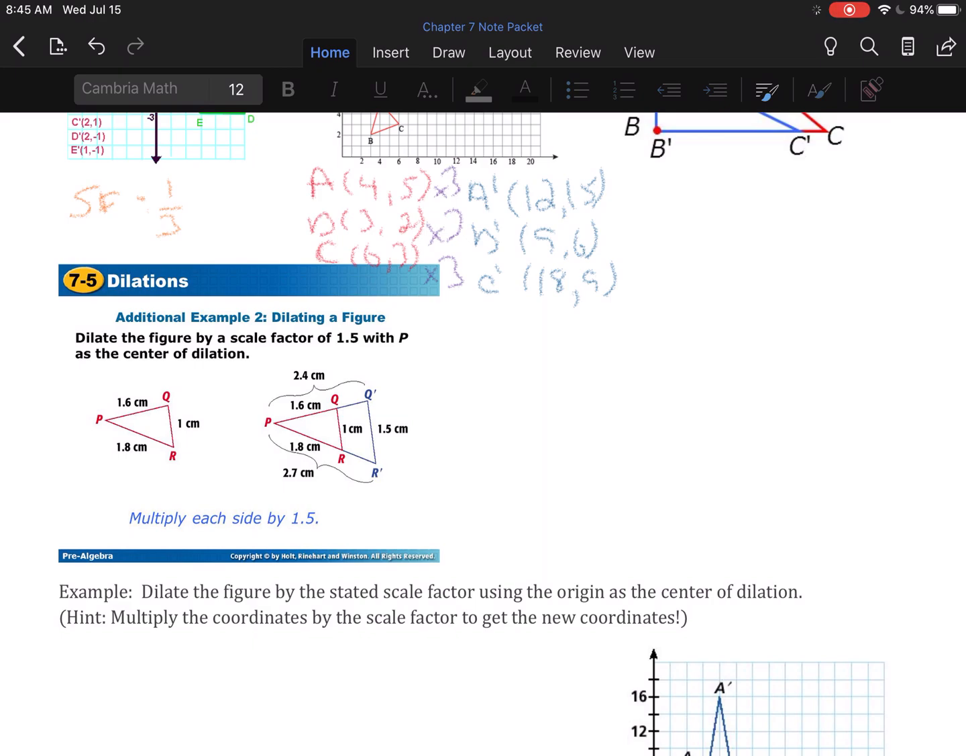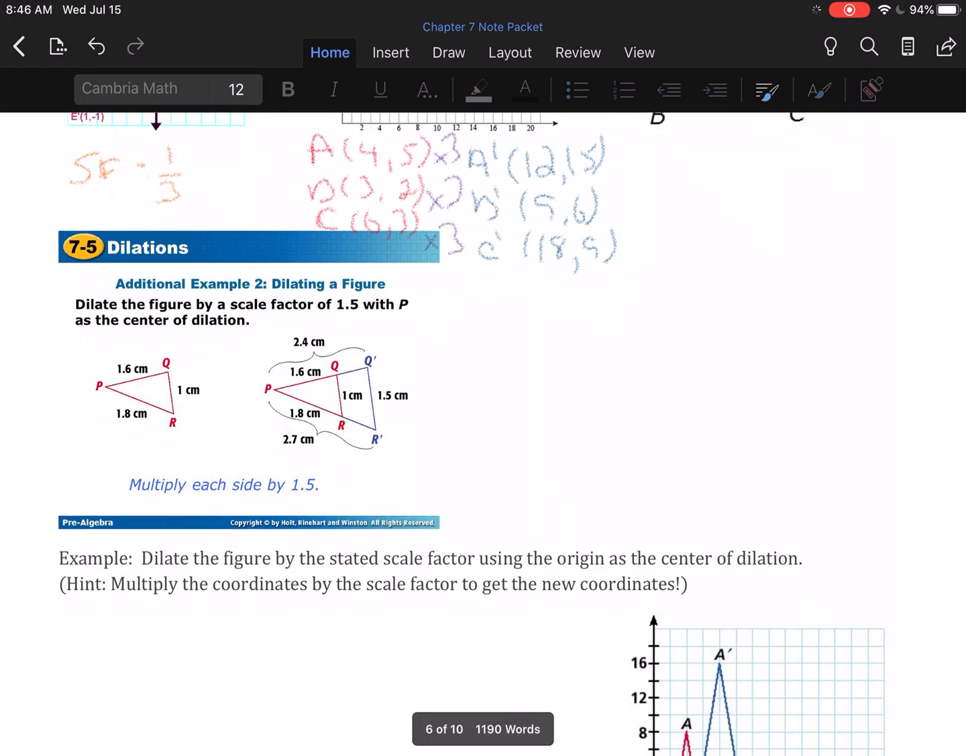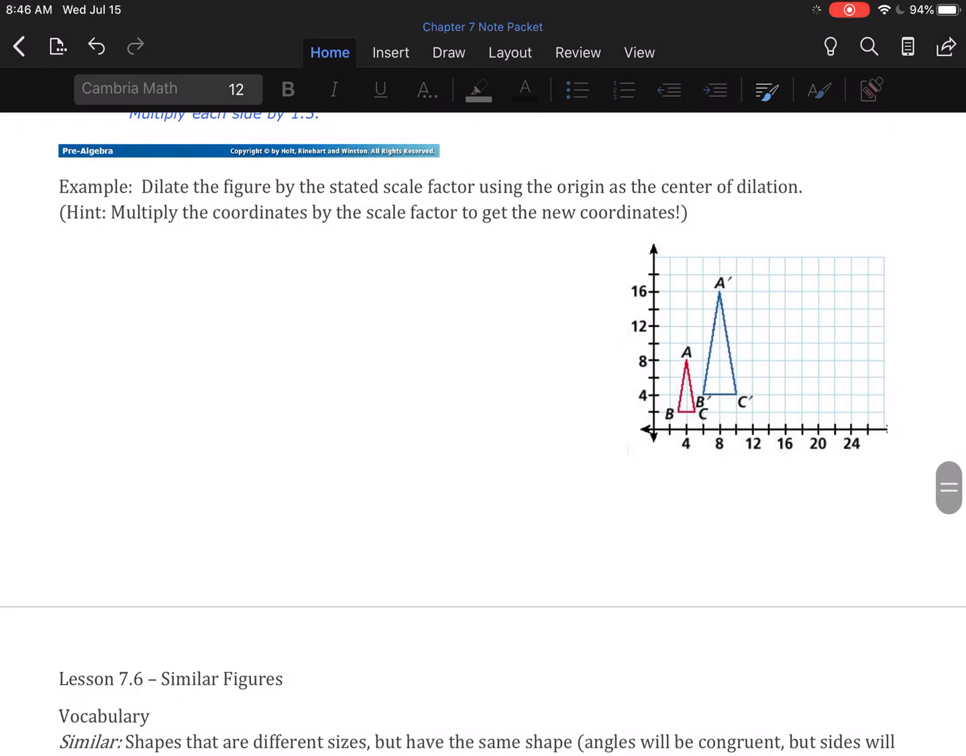Here we just have an example of being able to dilate. So if we're told dilate by a scale factor of 1.5, all of the sides get multiplied by 1.5 to form their new lengths. That's it. We're not going to be doing much with that. Last example, dilate the figure by the stated scale factor using the origin as the center of dilation.